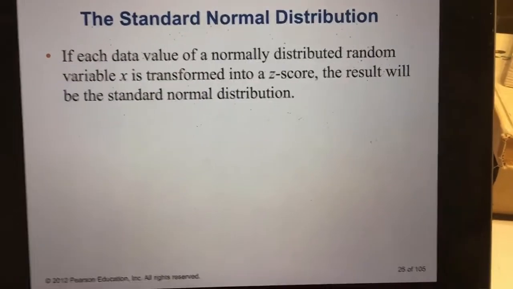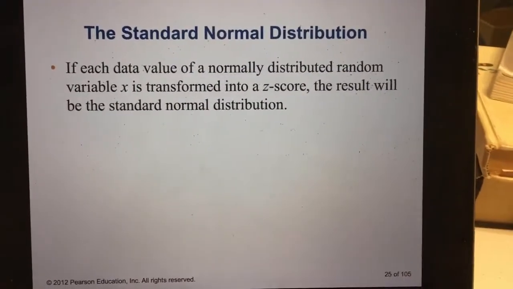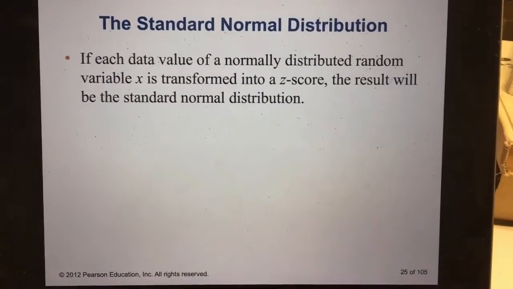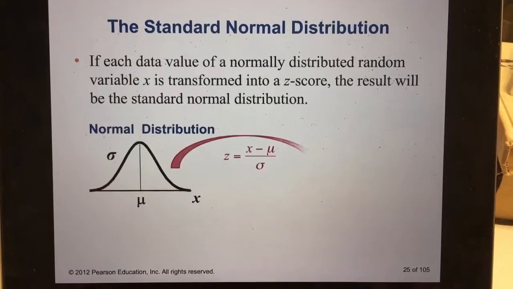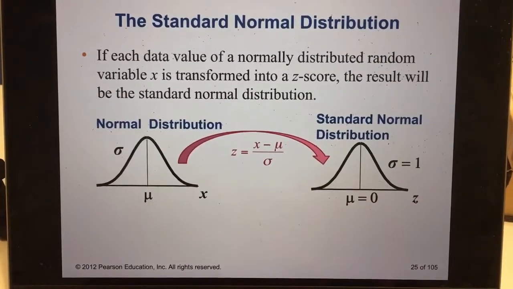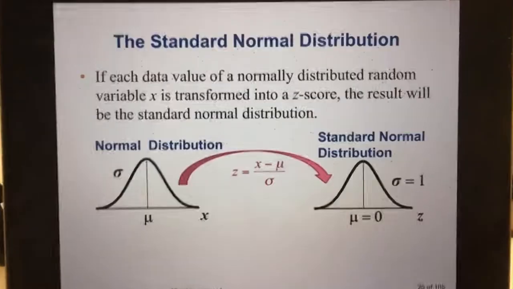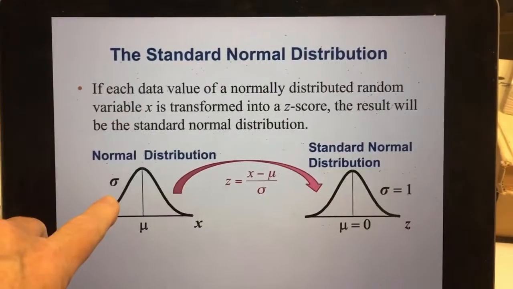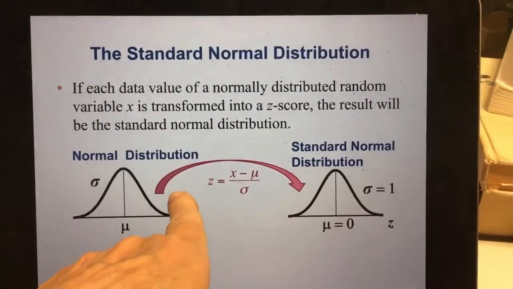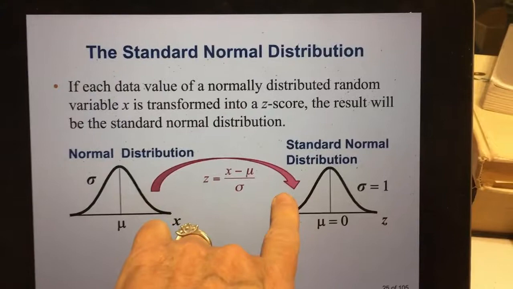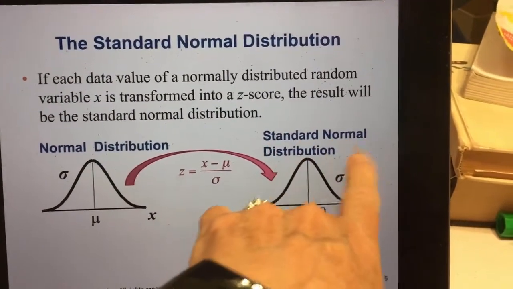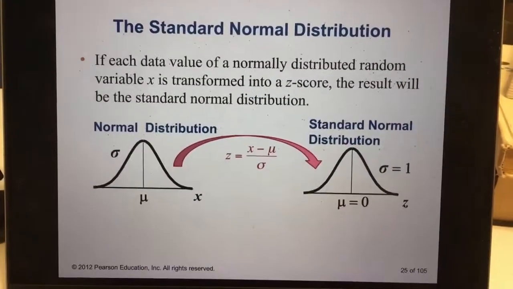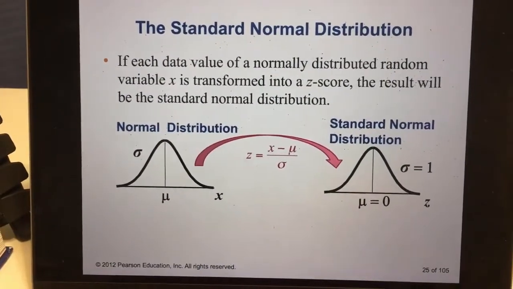Here we have: if each data value of a normally distributed random variable x is transformed into a z-score, the result will be a standard normal distribution. Here's a nice little picture. We have a normal distribution with, right in the center, a mean, any mean, and a standard deviation. Now we're going to use the formula for the z-score to transform it into a standard normal distribution with a mean of 0 and a sigma of 1. It's our z-score that does that for us.